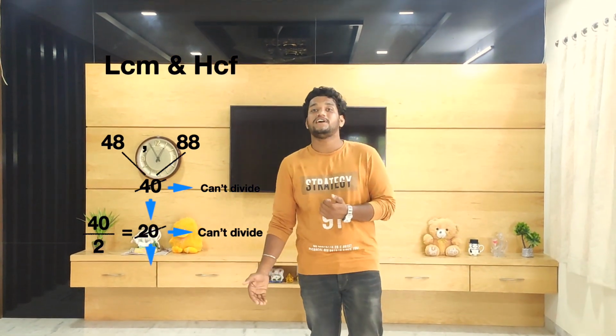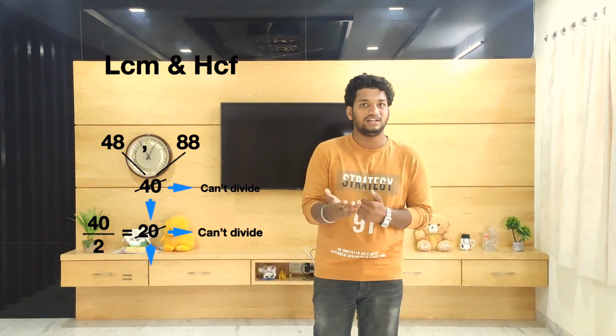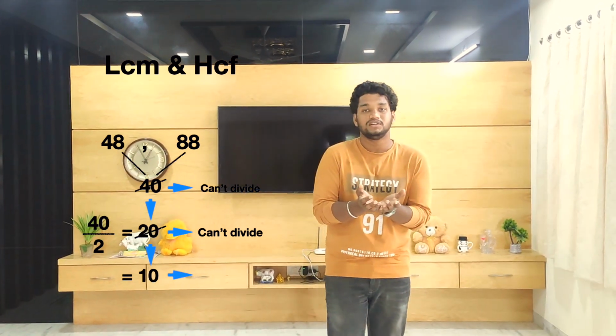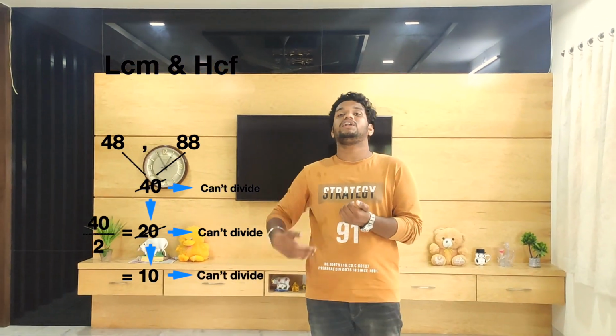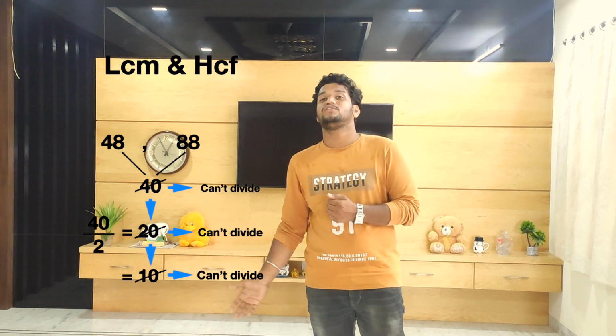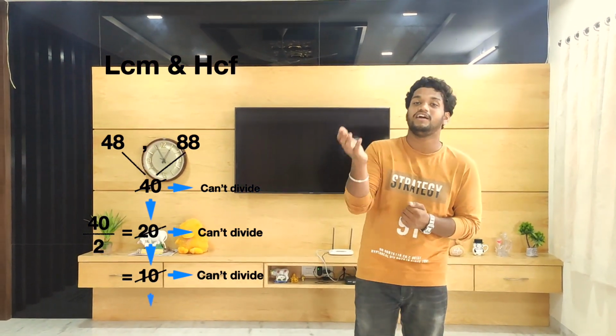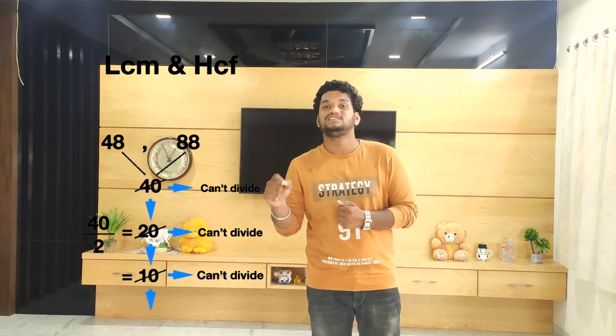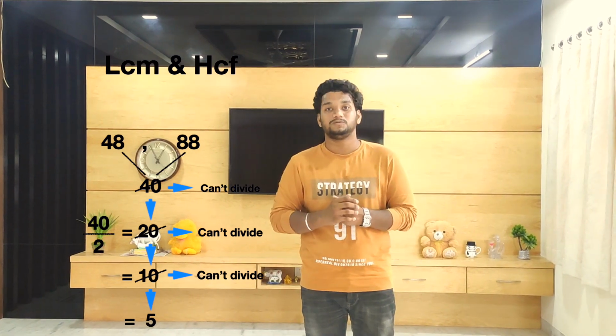Again, you have to take the next lowest factor. What is the next lowest factor? 10. By using 10, is it possible to divide 48 and 88? No, it's not possible. Next, what you have to do? Again, you have to take the next lowest factor, 5. By using 5 also, we cannot divide 48 and 88. If this is the case, what you have to do?